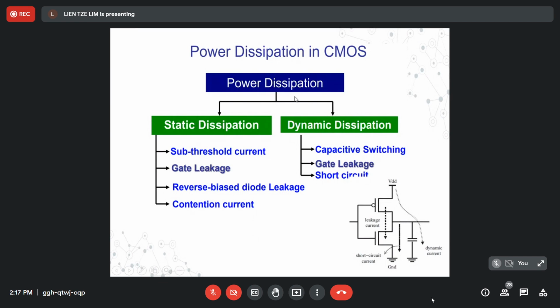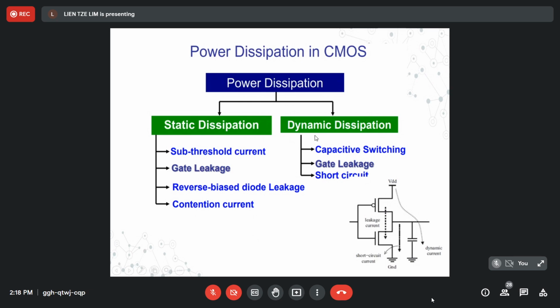Power dissipation in CMOS is caused by many different sources, and they can be classified into two: static dissipations and dynamic dissipations. Static dissipation is caused by the subthreshold current, gate leakage, reverse bias diode leakage, and conduction current. What these are will be mentioned.